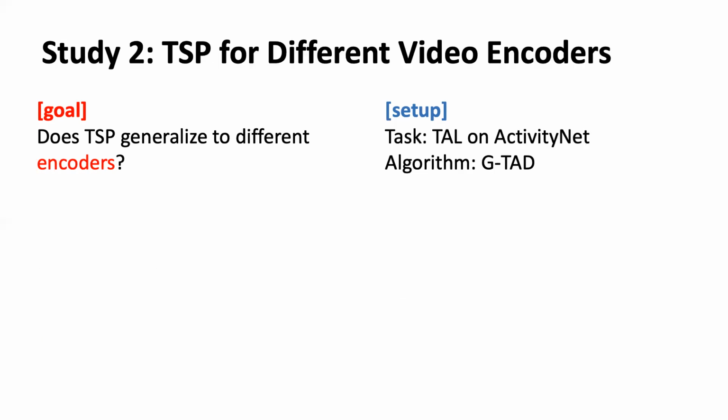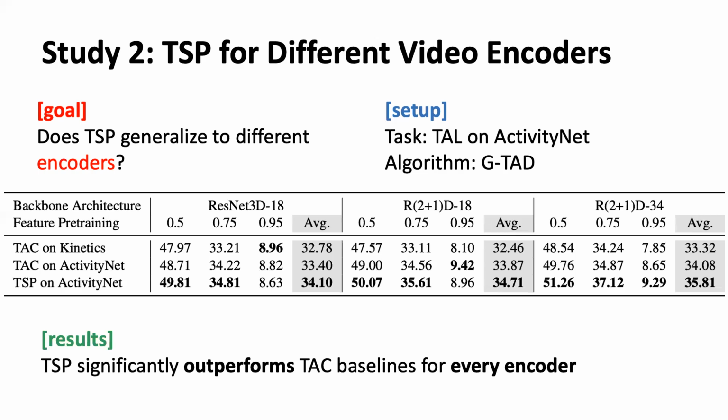In study 2, our goal is to test if TSP generalizes to different encoders. Specifically, we pre-train 3 different architectures and then test them on the ActivityNet TAL task using the GTAD algorithm. We observe that TSP significantly outperforms TAC baselines for every encoder. Additionally, we observe that the performance gap with TAC features increases with the deeper encoders. This suggests that the performance of TSP features scales better with the size of the encoder.